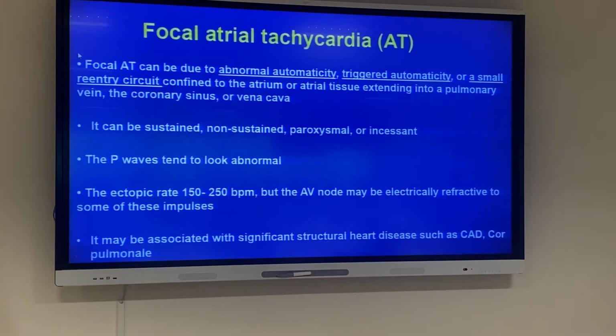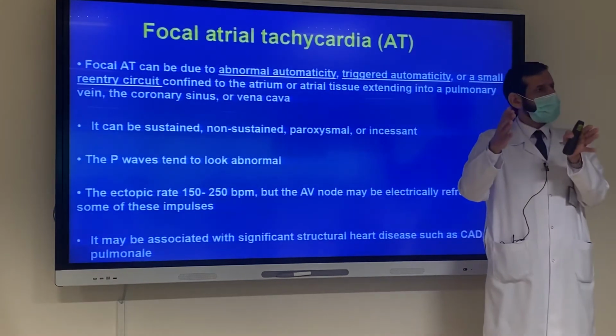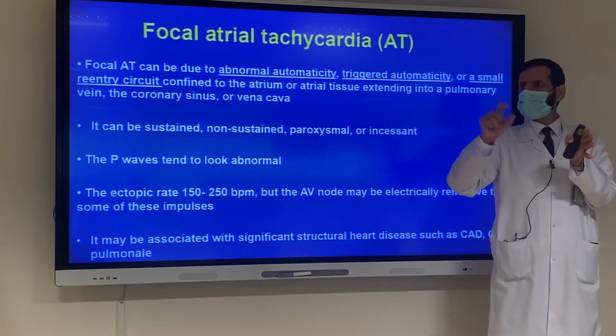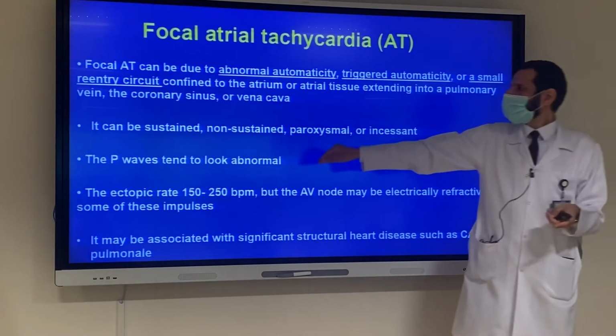Generally, it can be sustained, which is continuous. Non-sustained is just a short period of time. Paroxysmal comes and goes. Or it could be incessant. Incessant means the patient is in tachycardia most of the time, and just rarely we see 2 or 3 beats of normal. Don't worry about the terminology, but just for your information.